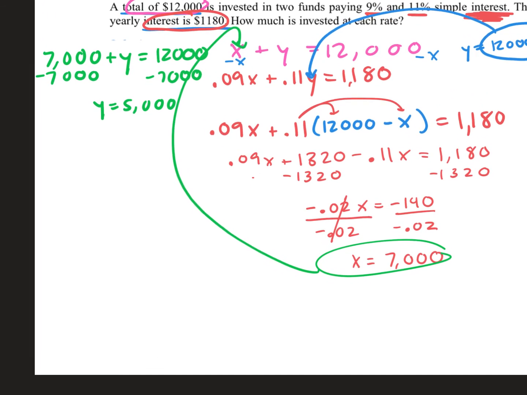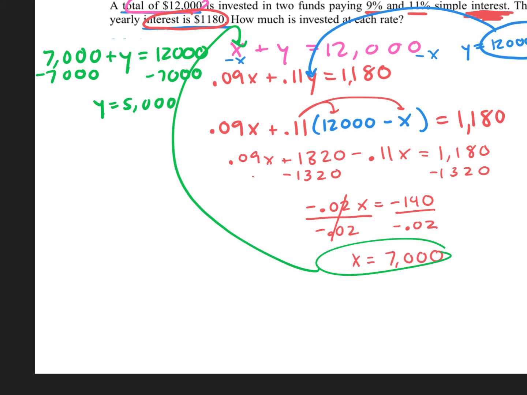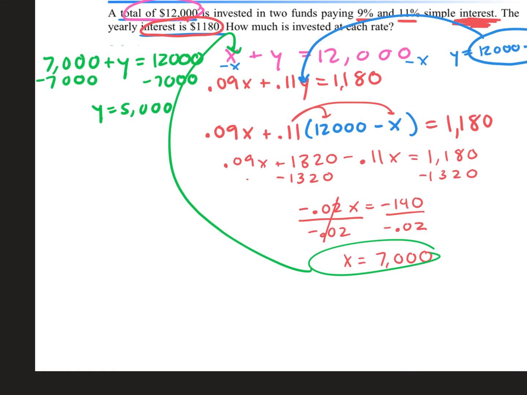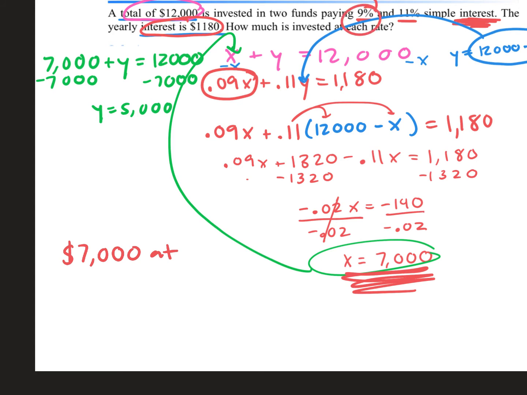So we would leave our answer as the question says, how much is invested at each rate? We invest $7,000 at what rate? At 9%, because I decided to pick x to multiply to the 0.09. So 7,000 at 9%. And then 5,000 was at what rate? So $5,000 at 11%. So this is how we would leave our answer.